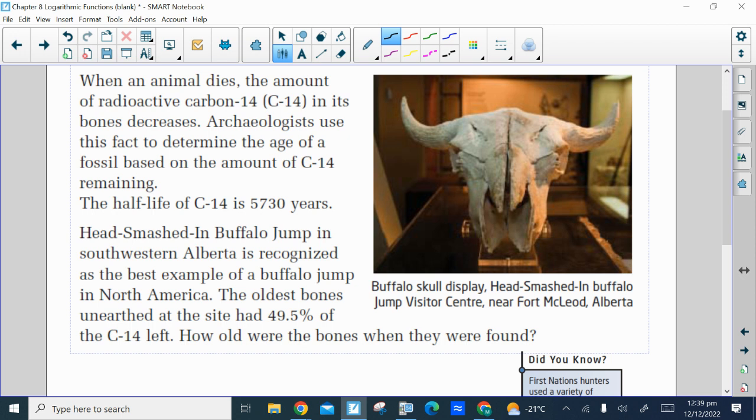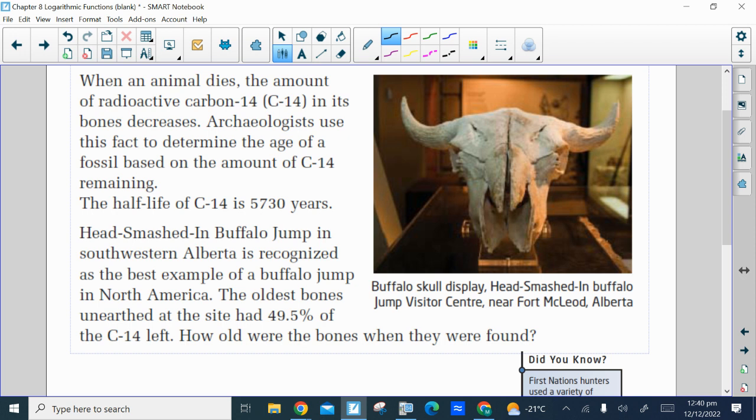So Head-Smashed-In Buffalo Jump in southwestern Alberta is recognized as the best example of a buffalo jump in North America. So what the First Nation people used to do is they used to chase the buffalo towards this cliff. And the buffalo would run off the cliff and it was far down and they would die when they hit the ground. And that saved them trying to catch them and shoot them. They actually chased them and ran them off the cliff and they died when they hit the ground at the bottom.